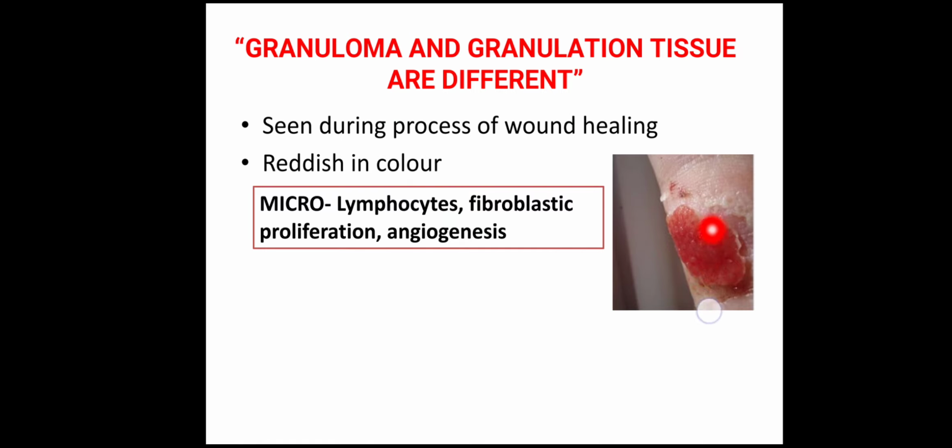So this is the gross image of granulation tissue, which is also known as proud flesh, and it should be healthy for better healing. And microscopically, it will show lymphocytes, fibroblasts, and proliferation of blood vessels. So this is just a point which is asked in the Viva examination.